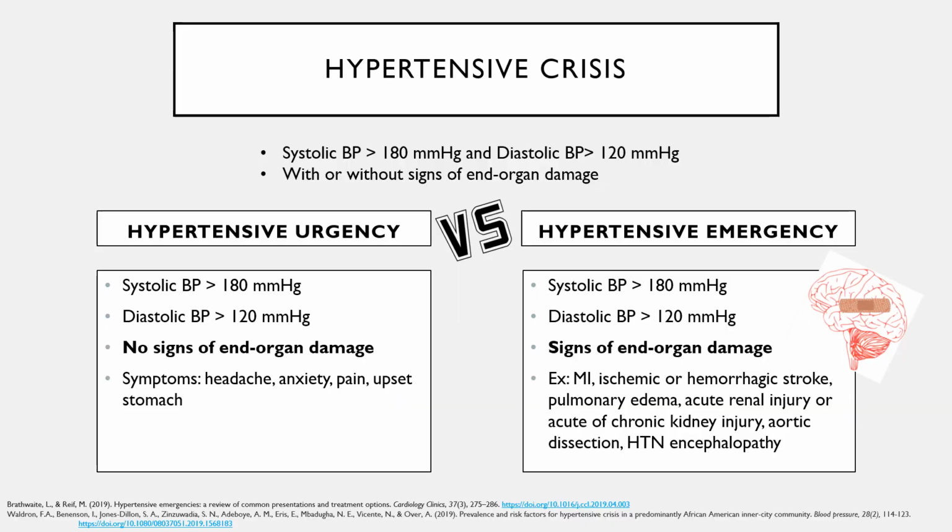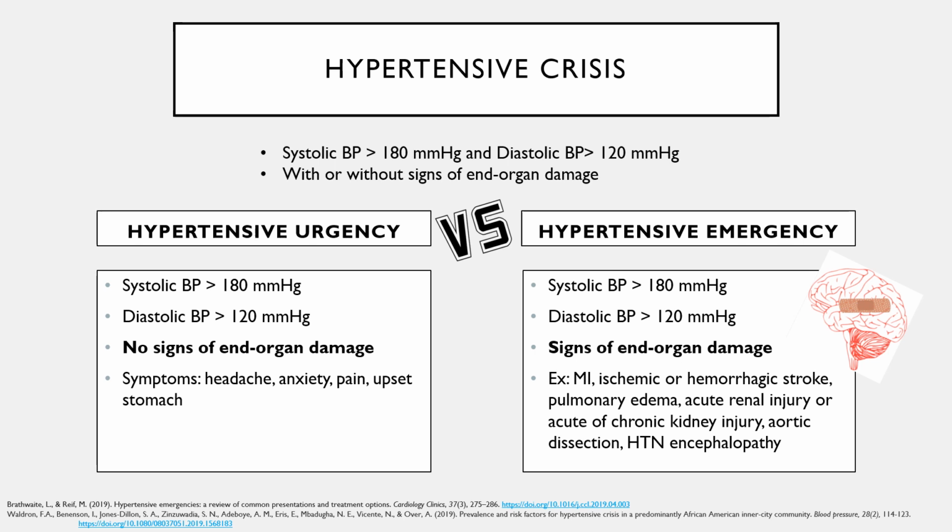So a person is said to have hypertension when their systolic blood pressure reaches greater than 130 to 140 and their diastolic blood pressure is greater than 80 to 90. Hypertension can then progress to become a hypertensive crisis when the systolic blood pressure is greater than 180 and the diastolic blood pressure is greater than 120. A hypertensive crisis may then present itself as either hypertensive urgency or hypertensive emergency, as shown on the slide.